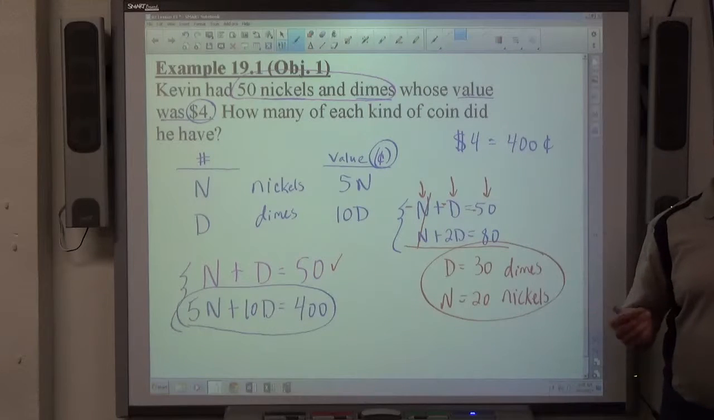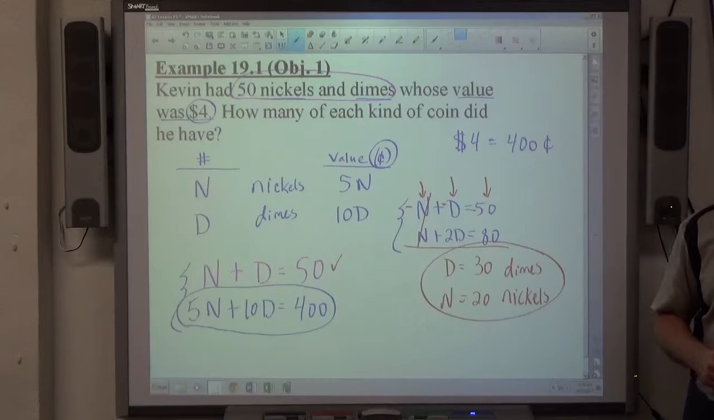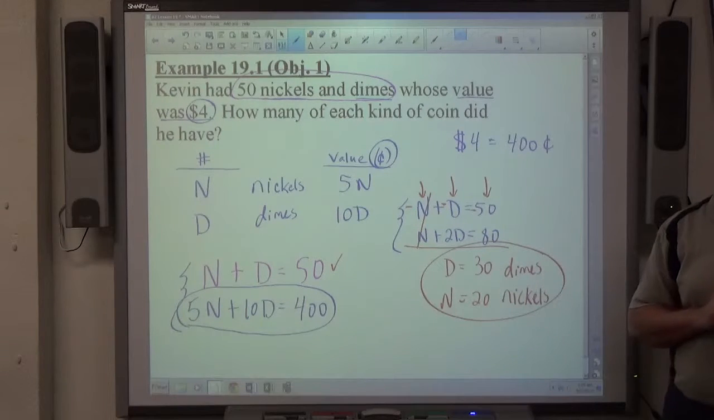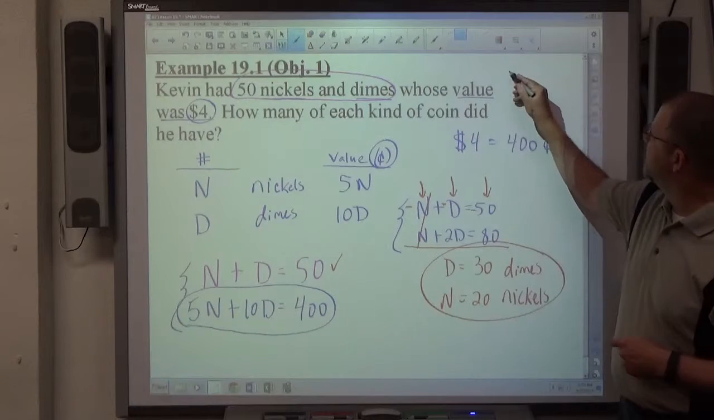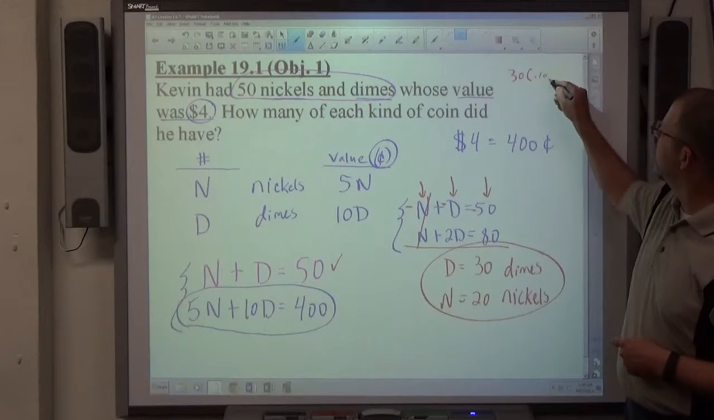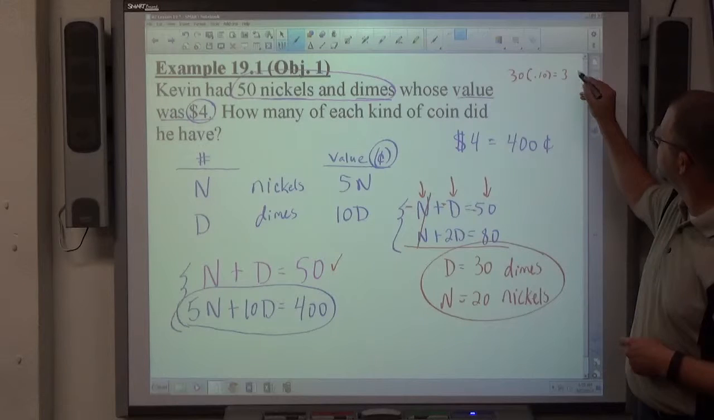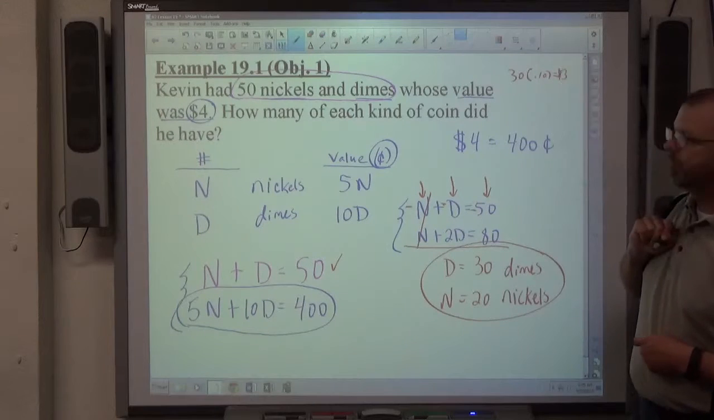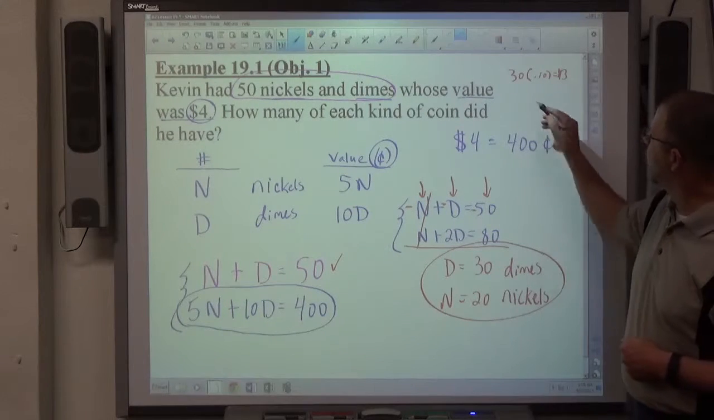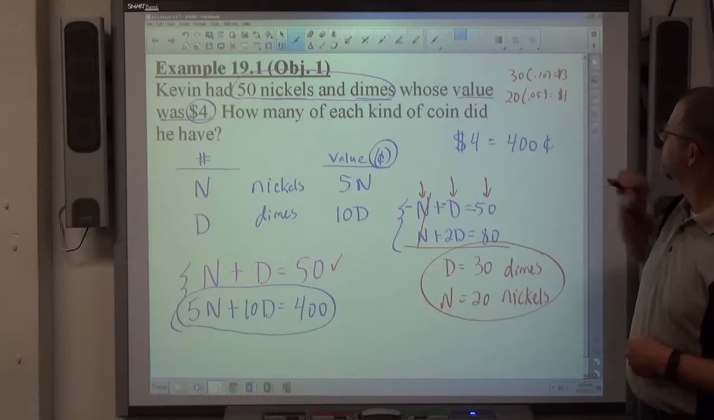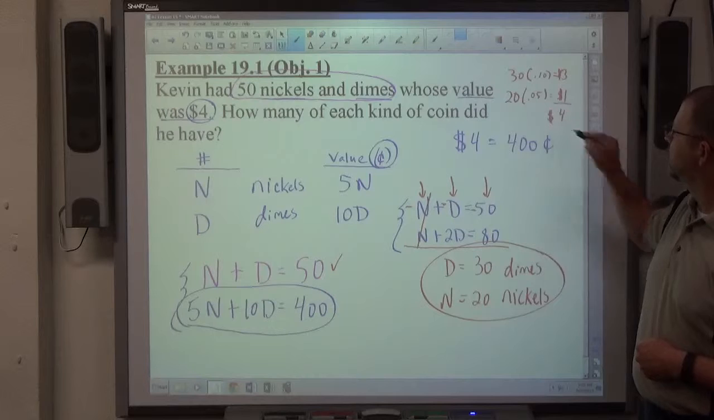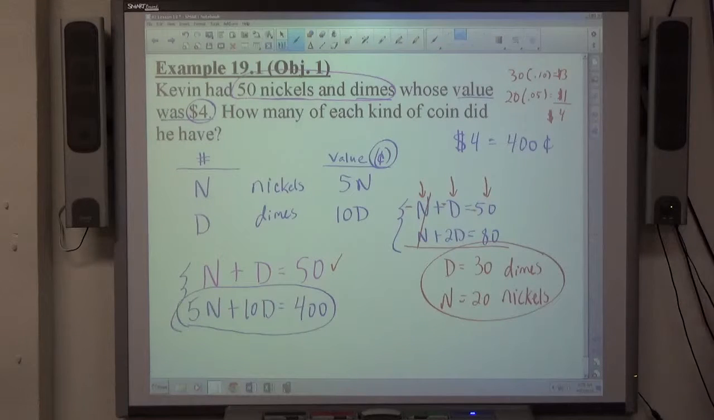Now, this is a very easily checked problem. We have two facts that are both supposed to be met here, right? Fact number one, there's supposed to be 50 coins. 30 plus 20 makes 50. Fact number two, it's supposed to be worth $4. 30 dimes times 10 cents is equal to $3. And 20 nickels times 5 cents is equal to $1. Add those up to get $4. So we have the correct amount of money, we have the correct number of coins, that's the correct answer.